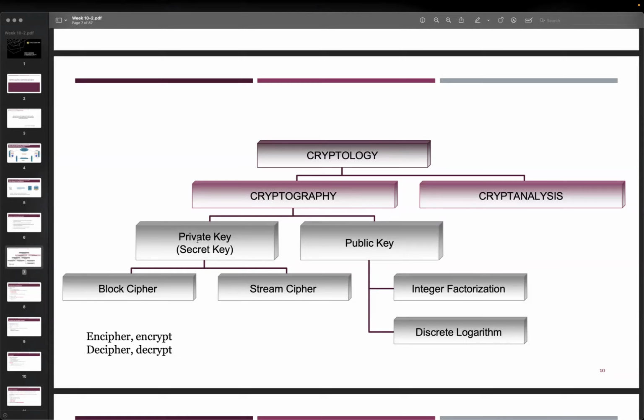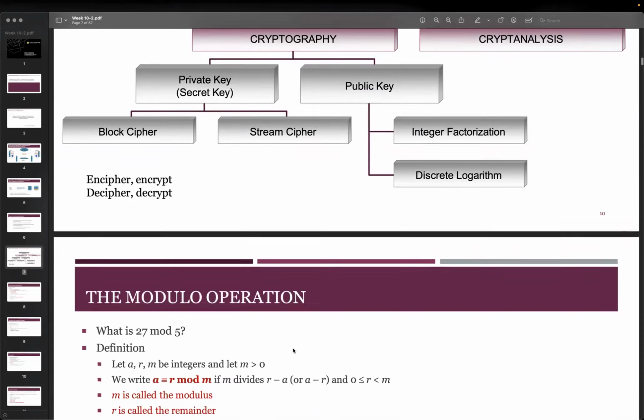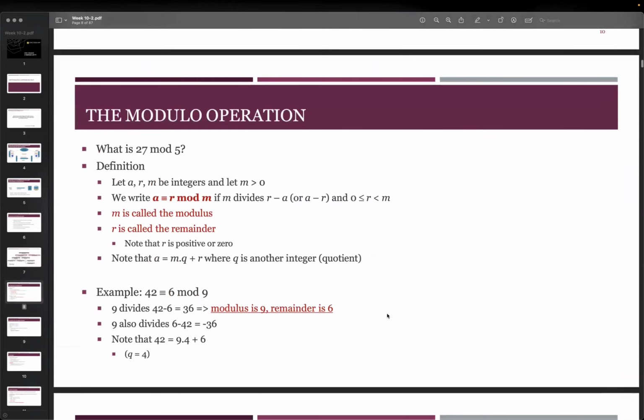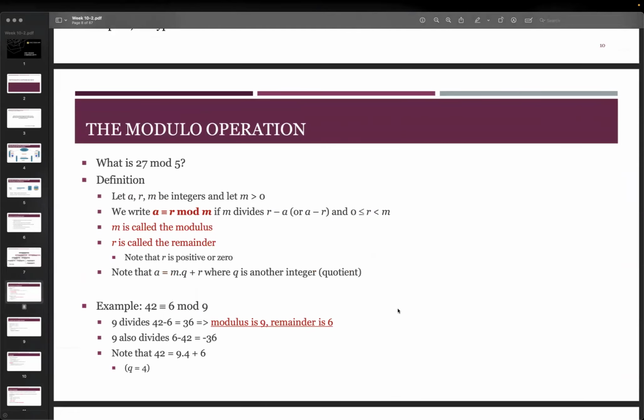If you remember, we use the asymmetric, so we use the public key to encrypt and use the private key to decrypt, like this standard. And also we have block cipher or stream cipher, two different types. When you see words like encipher, that means encrypt, and decipher means we try to decrypt it. The modulus operation is something we use a lot for our cryptography, so that's why we need to learn what mod is.